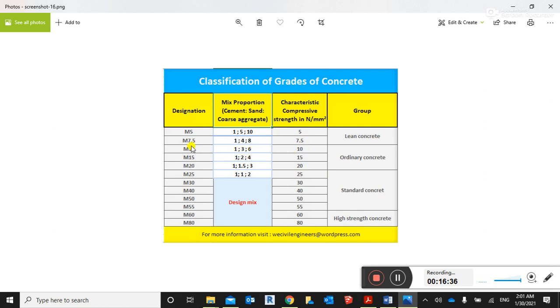The 10 shows the characteristic compressive strength of concrete in Newton per mm square, guys, also called the megapascal.